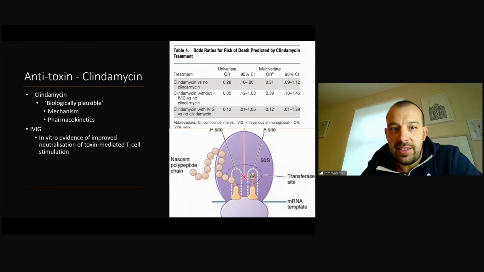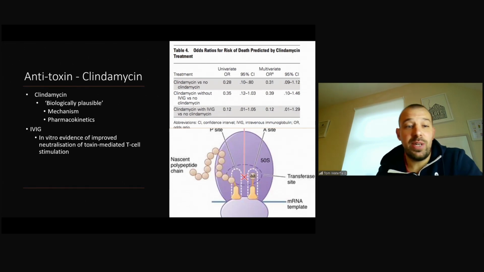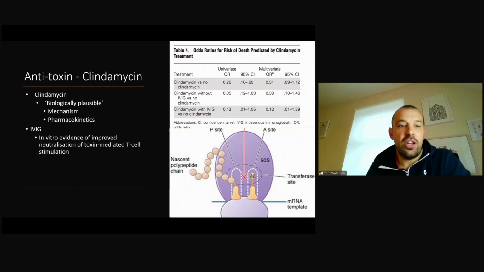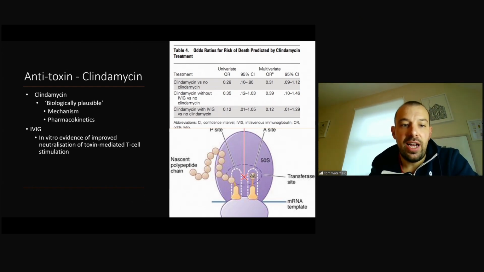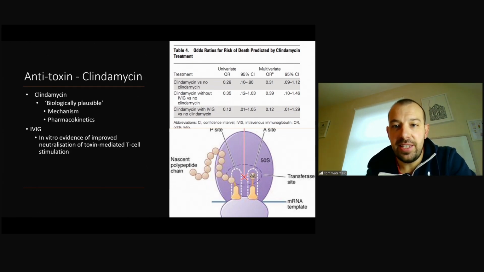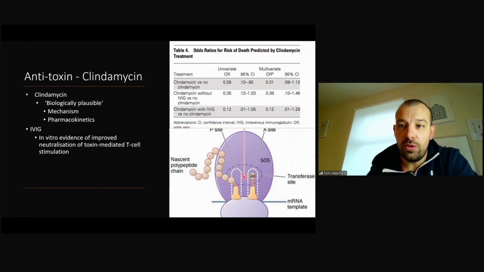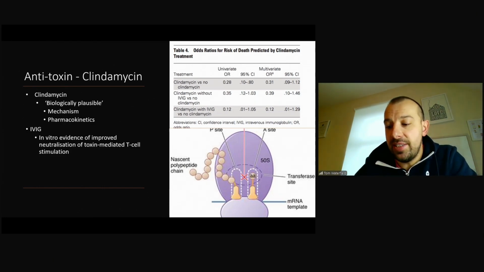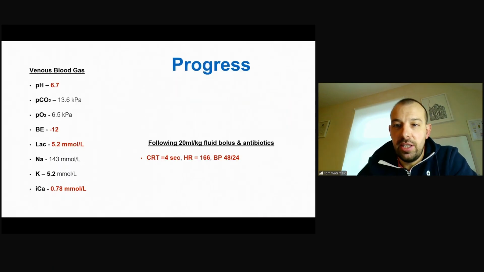So clindamycin, the reason we want it is, I should have done this as a question actually, but it's bacteriostatic and it reduces toxin production, or that's the argument. The other medication we can use is IVIG. IVIG is not a resus drug. Just in case anyone didn't hear me, IVIG is not a resus drug. It is really useful, but it's not a resus drug. Clindamycin is very good for toxic streptococcal toxic shock. And as that table there basically says, if you give clindamycin with or without IVIG, whatever you do, your mortality is reduced by giving clindamycin. So clindamycin is good. IVIG is not a resus drug.